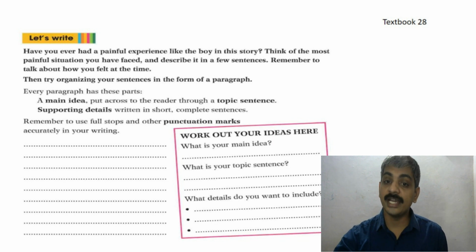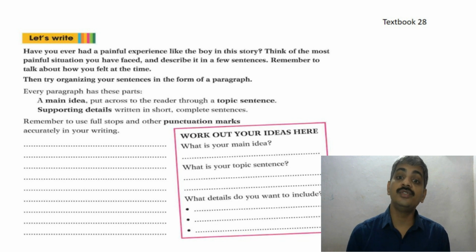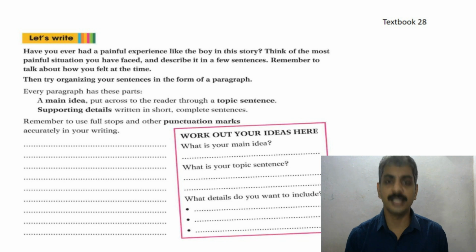Work out your ideas here. What is your main idea? Was there any painful incident in your life? For example, you lost a good pen that you got as a birthday gift. I hope you will feel very sad. What is your topic sentence? So, the lost pen. You are going to write about the pen that is lost. What details do you want to include? You can include details like: When did you get the pen? What is the color of the pen? Why do you consider it your most favorite pen? Like that, you may have many details to write about. I have told you, it's just an example.